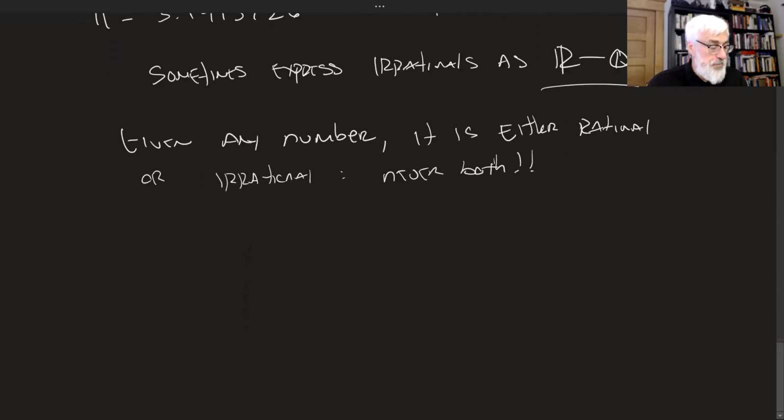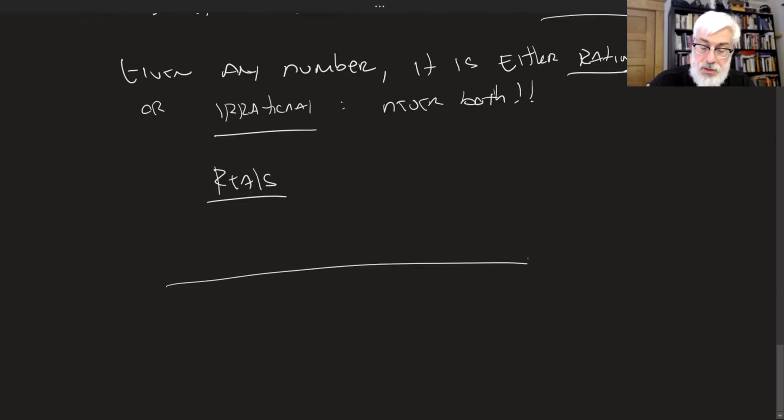So now what we have is the real numbers when we combine all of these lovely sets of numbers. So when we combine the rationals and irrationals, we get the set of reals. Reals are constructible on a number line.